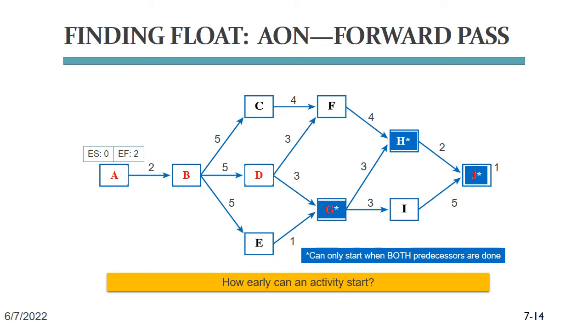So now let's look at task B. The earliest it can start is at the beginning of day 2. Since it takes 5 days, its earliest finish date is the beginning of day 7. On day 7 then, tasks C, D, and E can start.